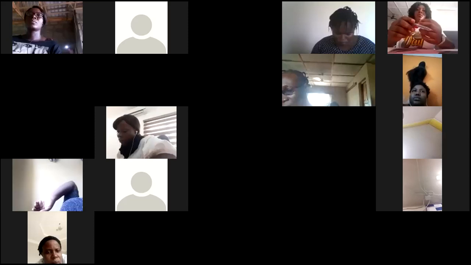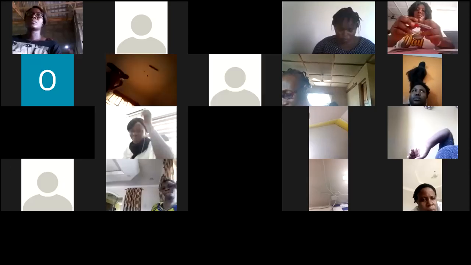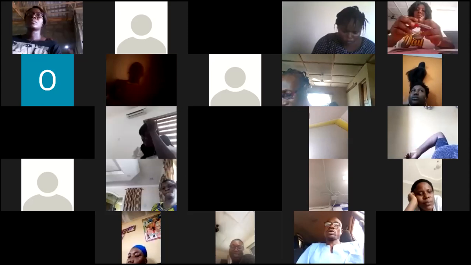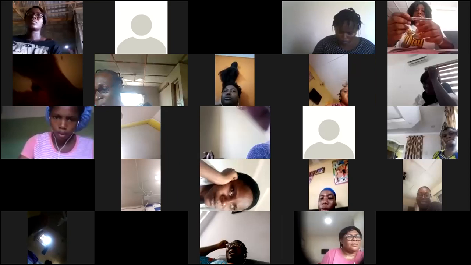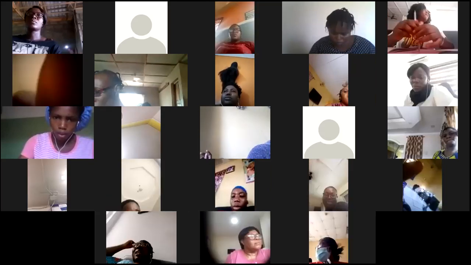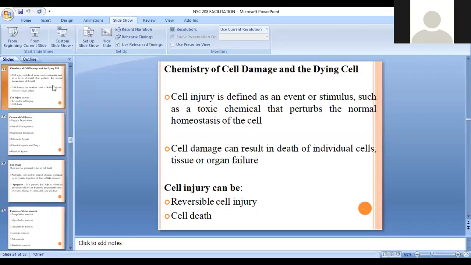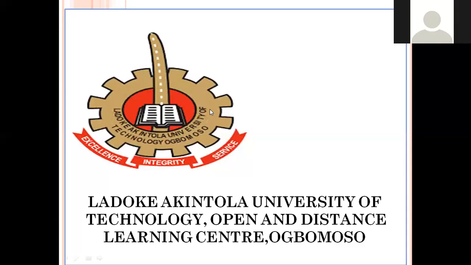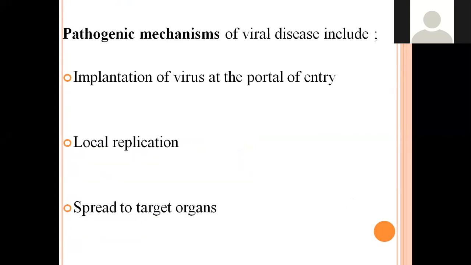Then local replication: immediately the virus enters into the host, there will be multiplication of the virus at the site of entry. Then there is spread from the site of entry through the blood vessels to the target organ, usually the nerve endings. Then the last one is spread to the site of shedding of the virus into the environment. If you look at the present coronavirus, the site of entry is through the nasal region.